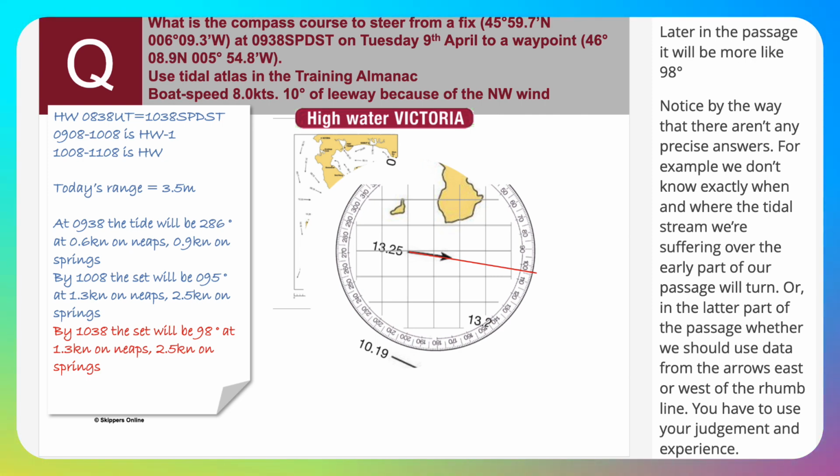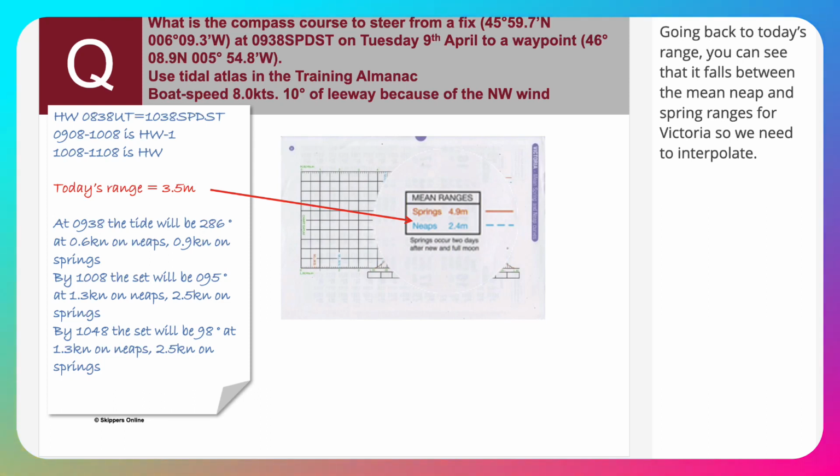Notice, by the way, that there are not any precise answers. For example, we don't know exactly when and where the tidal stream we're suffering over the early part of our passage will turn, or in the latter part of the passage whether we should use data from the arrows east or west of the rhumb line. You have to use your judgment and experience. Going back to today's range, you can see that it falls between the mean neap and spring ranges for Victoria, so we need to interpolate.